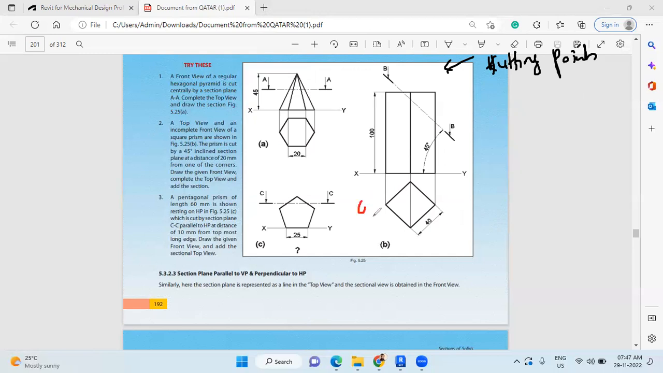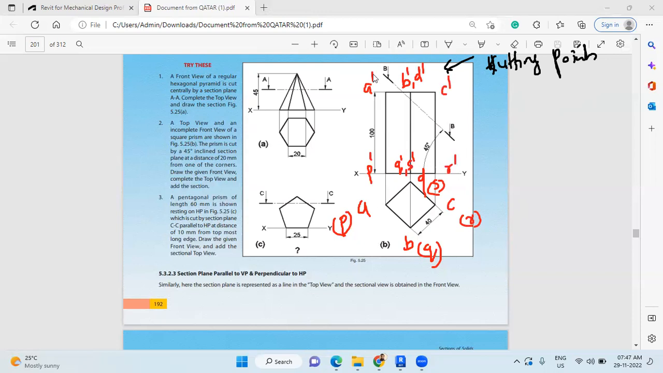I will name this A, B, C, D, and P, Q, R, S. So this is A dash, P dash. This is B dash, D dash. This is Q dash, S dash. This is C dash, R dash.